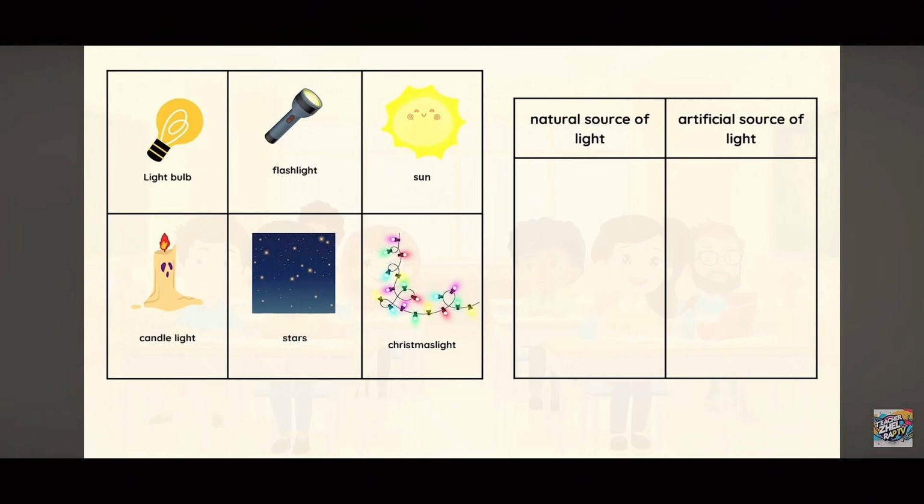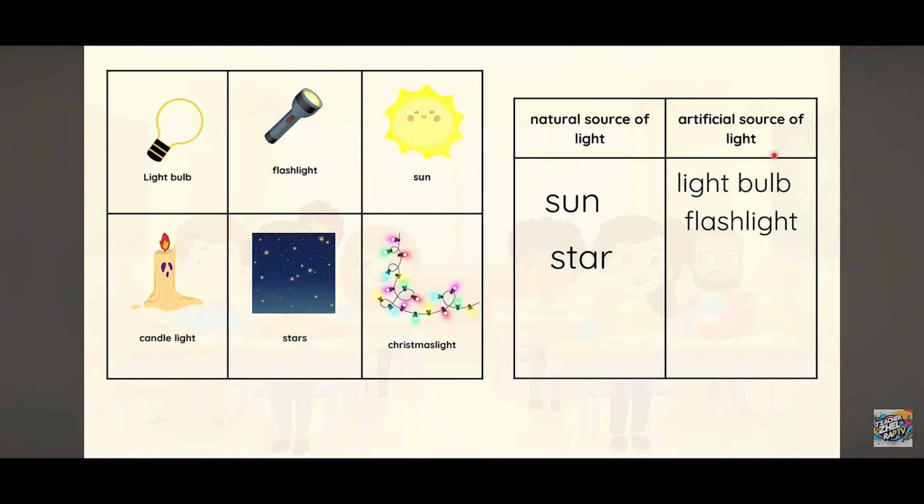What is your answer for the first column? Natural sources of light. We have here sun. Very good, kids. And stars. Sun and stars are natural sources of light. How about the artificial sources of light? We have light bulb, flashlight, and candlelight. Of course, Christmas light. Good job, kids.